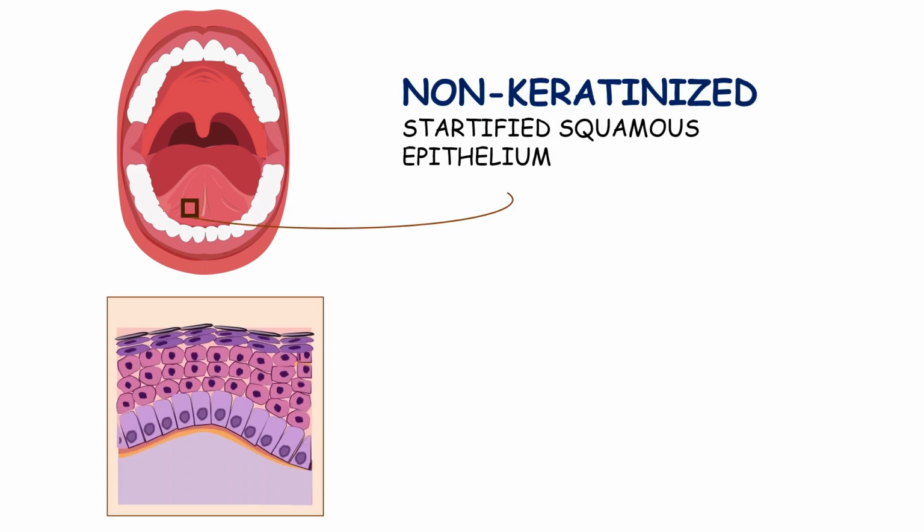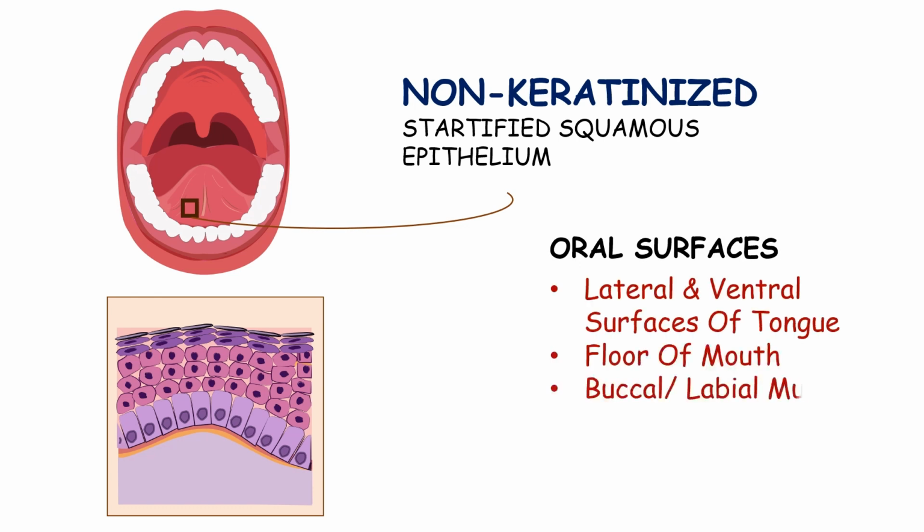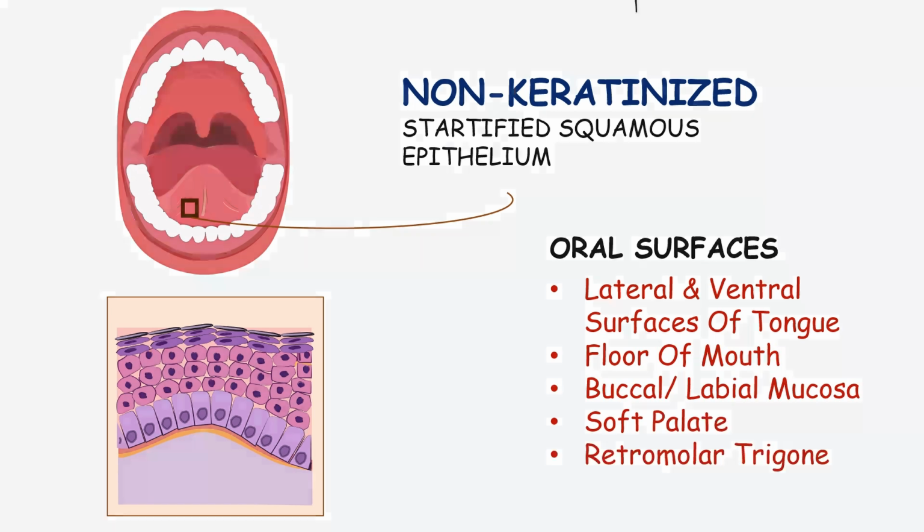The second type is the non-keratinized type. Here the cells produce little to no keratin, and the surfaces that are lined by this type are the lateral and ventral surface of tongue, floor of mouth, buccal and labial mucosa, soft palate, and the retromolar trigone.